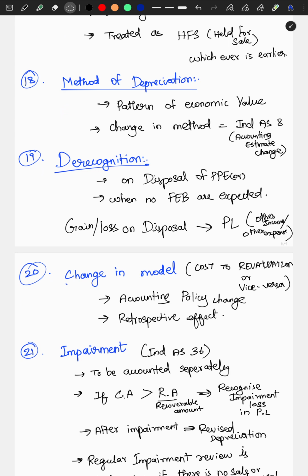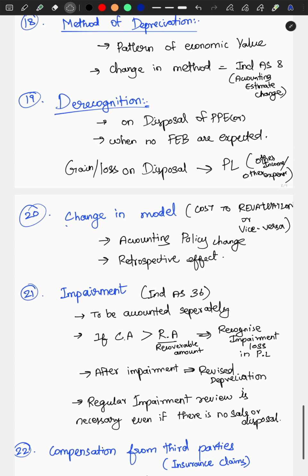There will be some gain or loss on the disposal, so that has to be transferred to P&L under other income or other expense based on the gain or loss. And changes in model, let's say from cost to revaluation or from revaluation to cost, if there is a change in model, then it is considered as an accounting policy change, and retrospective effect has to be given from the initial recognition of the PPE till the date. It has to be retrospectively changed.